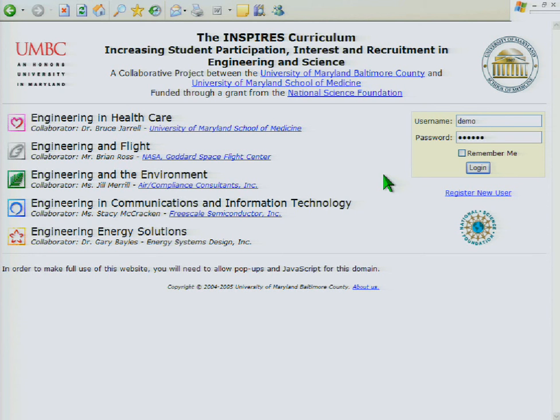Welcome to the Inspires curriculum, developed through a collaboration between UMBC and the University of Maryland School of Medicine and funded by the National Science Foundation. As you can see, 5 modules are included in this curriculum, each targeting an important issue to society and including contribution by an expert in the field.